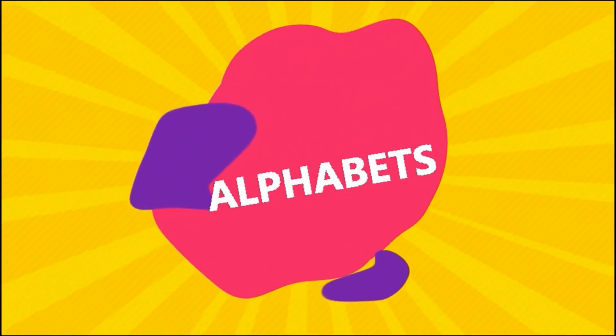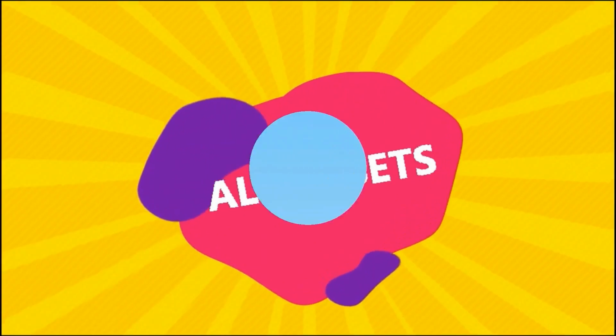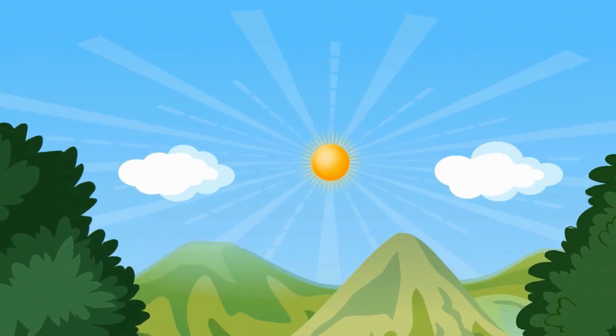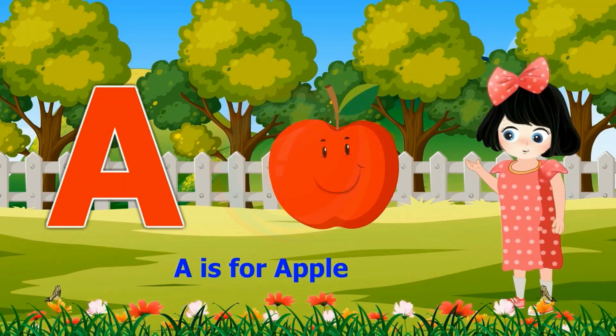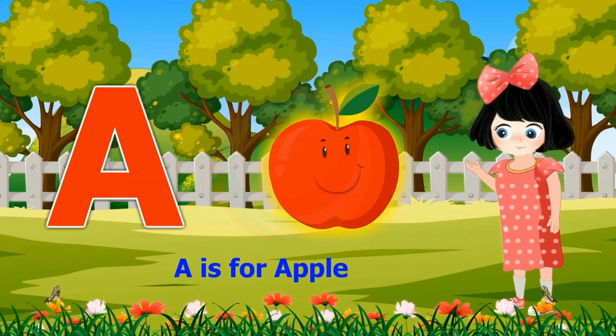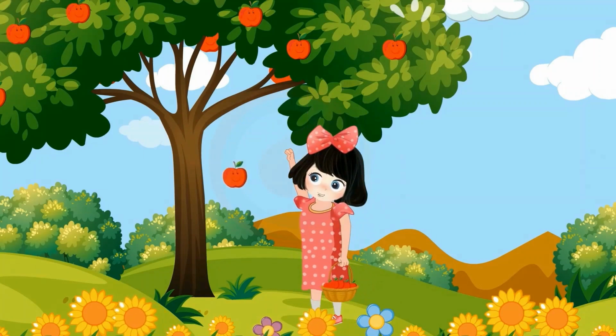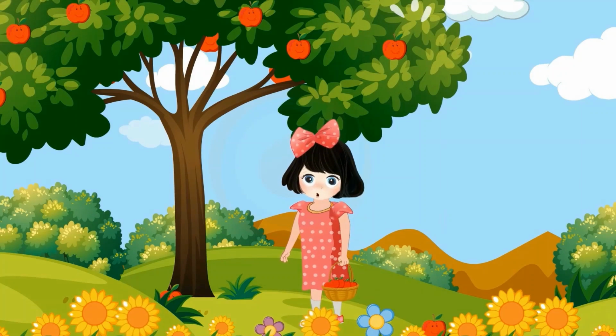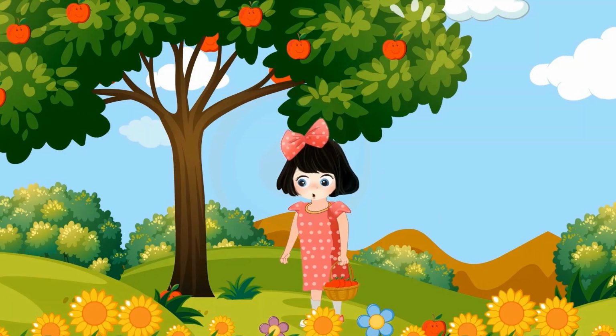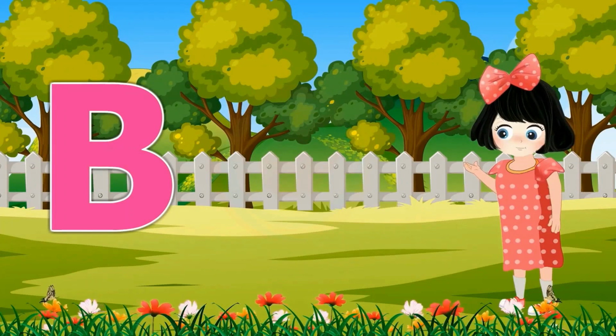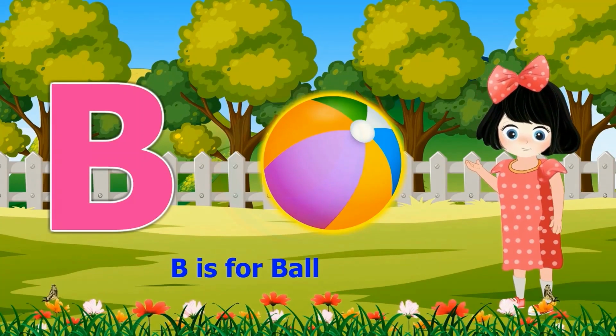Learn letters of alphabets. A. A is for apple. B. B is for ball.